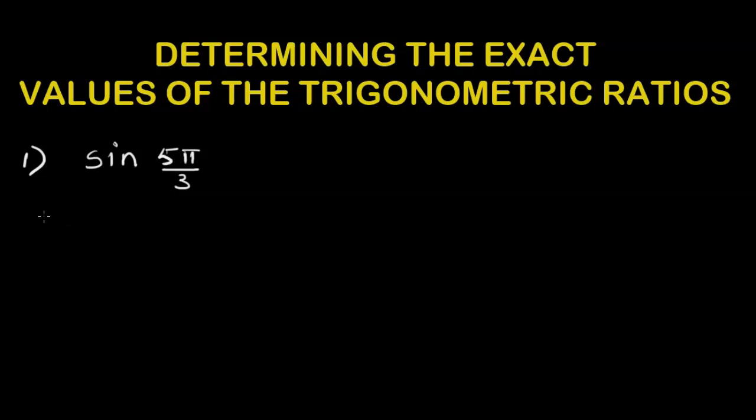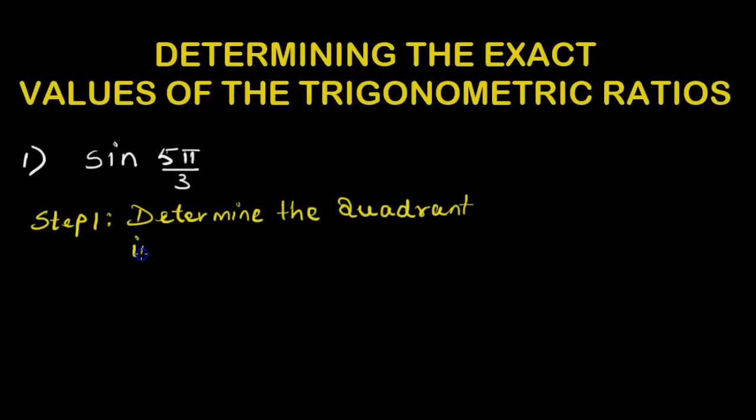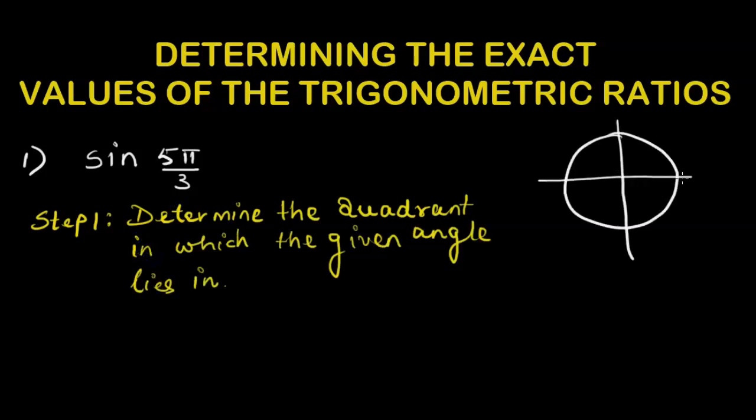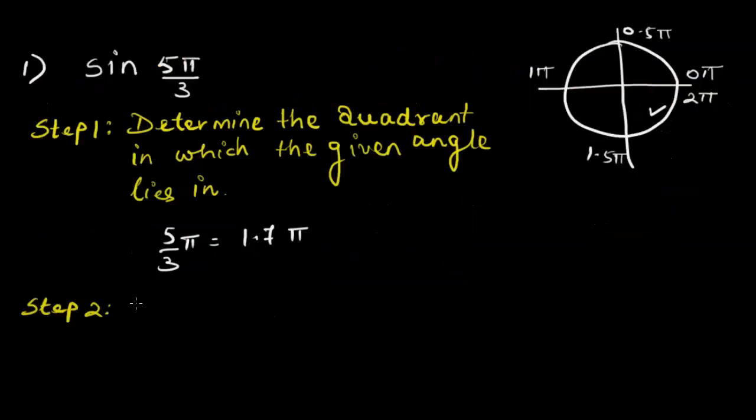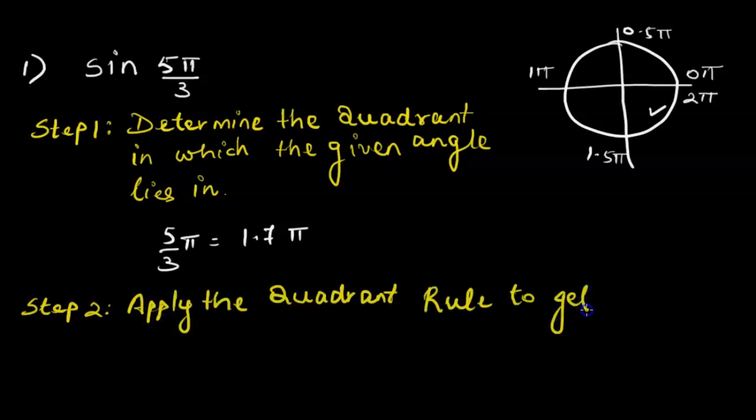Steps for these types of questions are: step 1 is to determine the quadrant in which the given angle lies. Angle ranges for different quadrants are: first quadrant is 0 pi to 0.5 pi, second is 0.5 pi to 1 pi, third is 1 pi to 1.5 pi, fourth is 1.5 pi to 2 pi. When we divide 5 and 3, that value is equal to 1.7 pi, and 1.7 pi lies in the fourth quadrant.